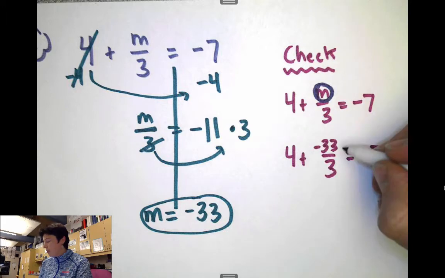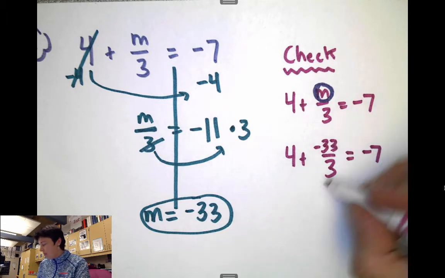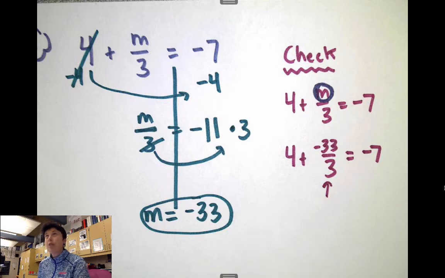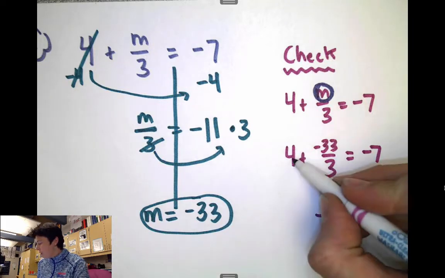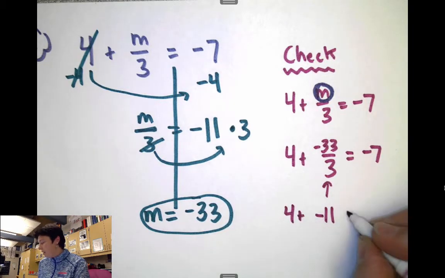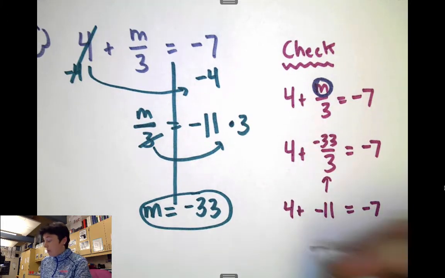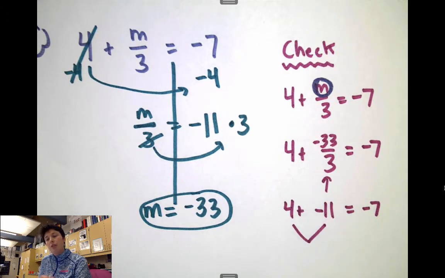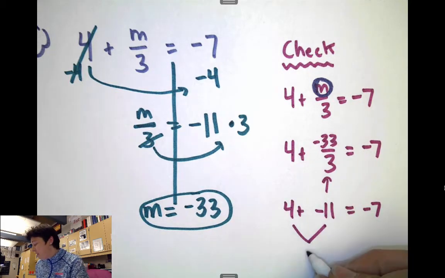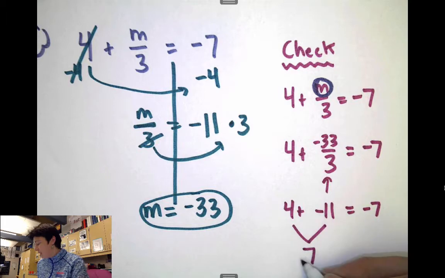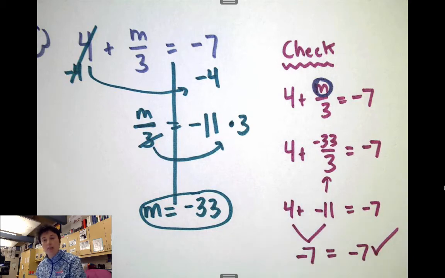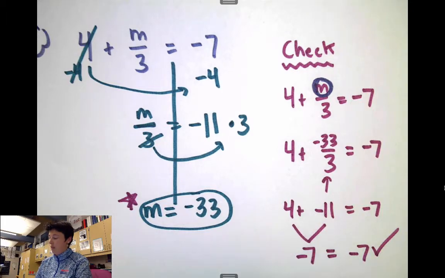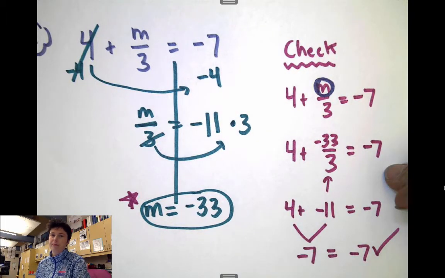Sweet. So let's do the math here. What is negative 33 divided by 3? Let's figure out what this is right there. Well, 33 divided by 3 is 11. So this is a negative 11 when you think about it. So it's 4 plus negative 11 equals a negative 7. Okay, well, what is 4 plus negative 11? Well, they're opposite signs, so I'm going to subtract. 11 minus 4 is 7. And the bigger number is 11. It's negative, so it's a negative 7. Negative 7 equals negative 7. Awesome. Check. I did my math right. That means this answer, m equals negative 33, is correct because this is my evidence. This is my check.